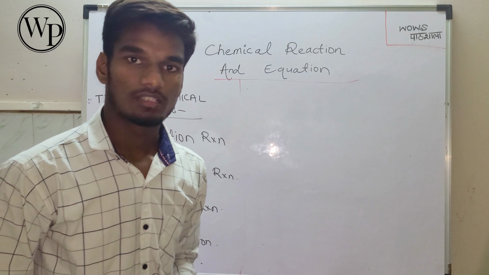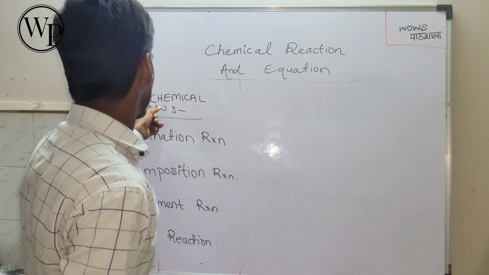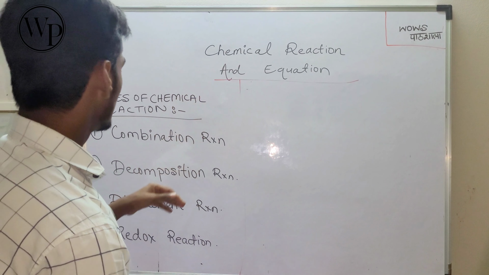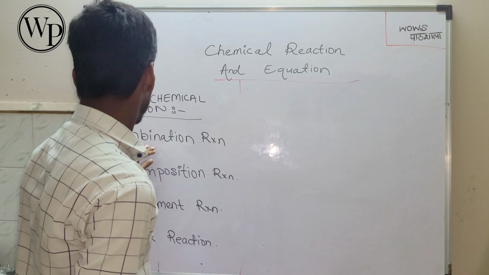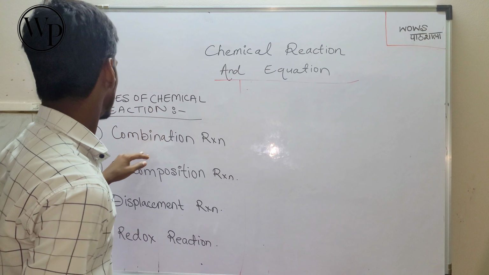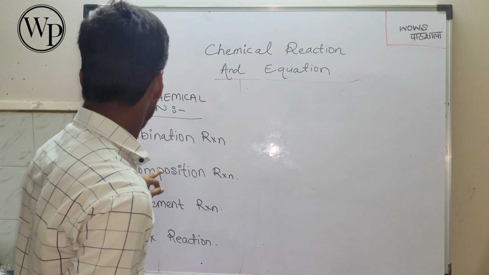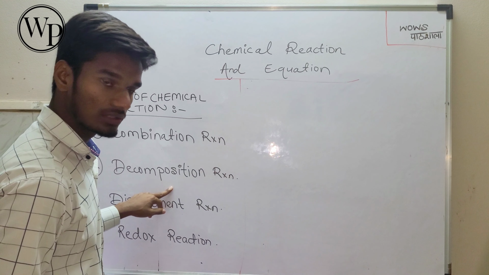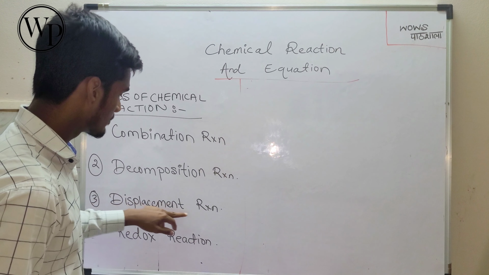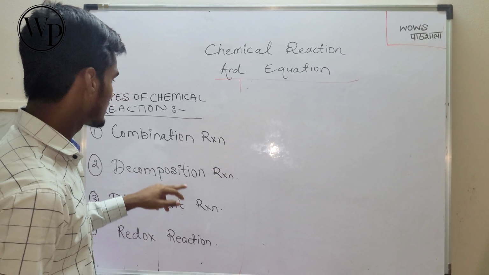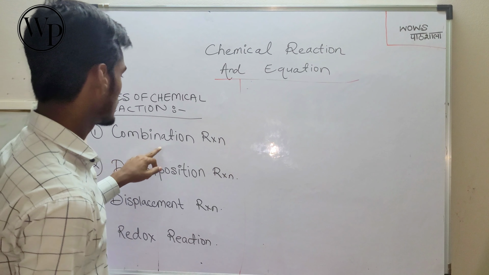Let's discuss our next topic, the types of chemical reactions. In this topic we will deal with the types of reactions present in these chapters. First one is a combination reaction, second one is a decomposition reaction, third one is a displacement reaction, and fourth one is a redox reaction. So let's discuss the first topic.